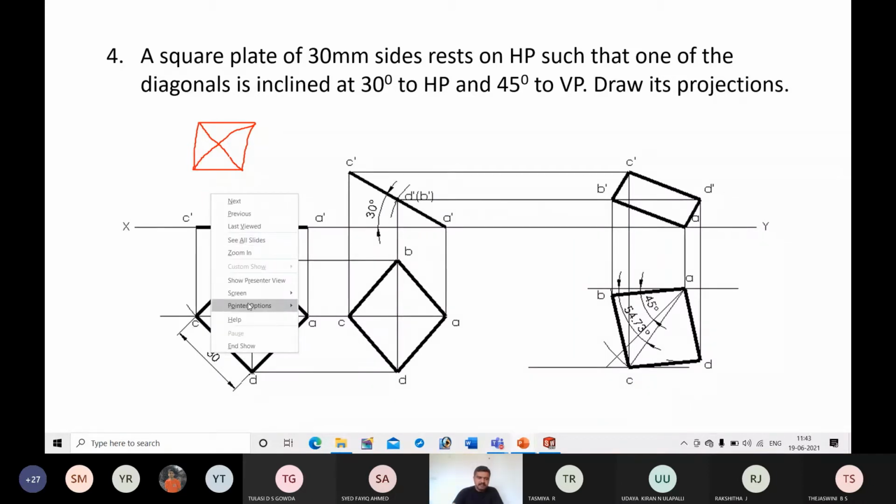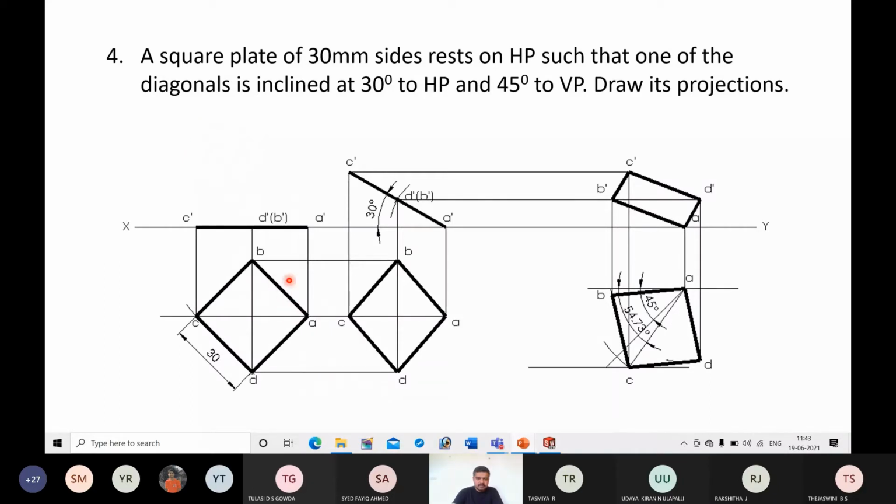So similar to previous problems, here also I will keep the square lamina on HP such that the resting corner is towards right. In this orientation, I will keep the complete lamina on HP so that the lamina becomes parallel to HP. The view on HP, that is the top view, is a regular square. So first I will draw the top view.